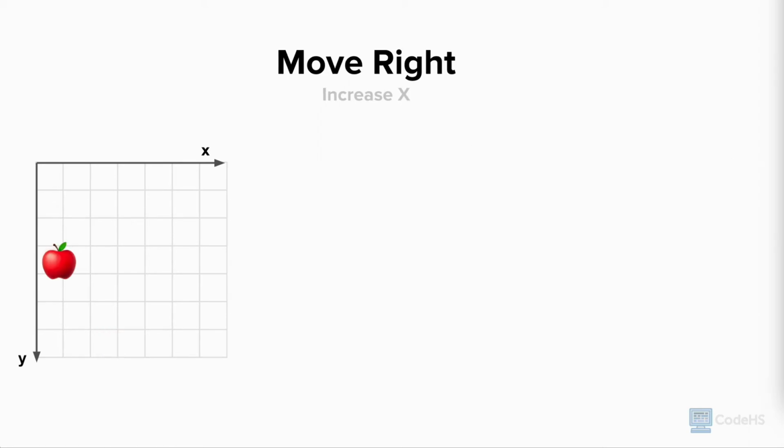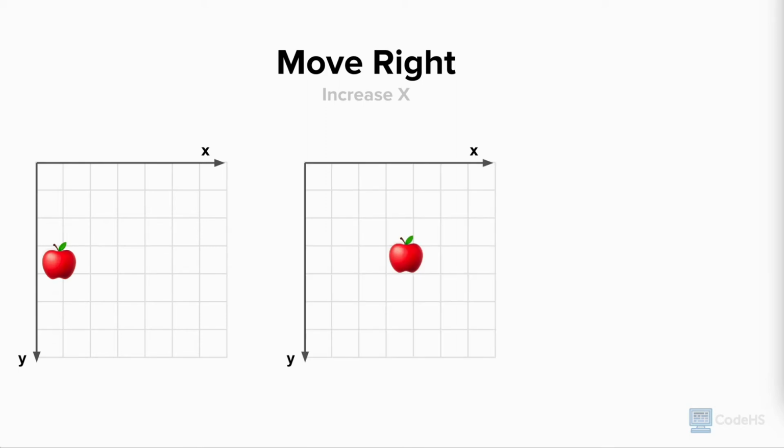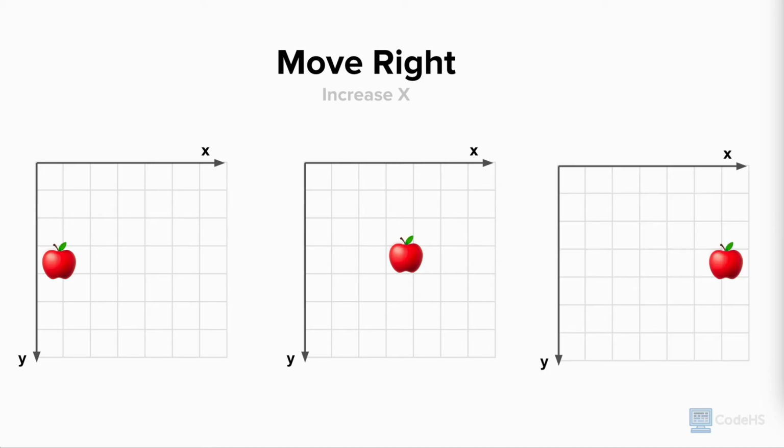To create a rightward motion, the X position of the shape will be increased because the X value increases as you move to the right side of the canvas. When the X position is increased for the given apple, the apple moves rightward in the frame. This happens repeatedly until the apple reaches the right side of the canvas.